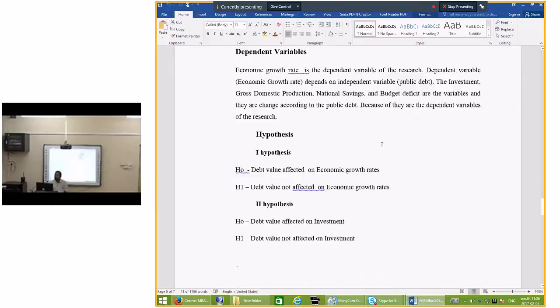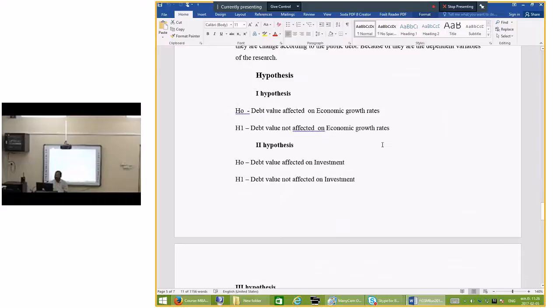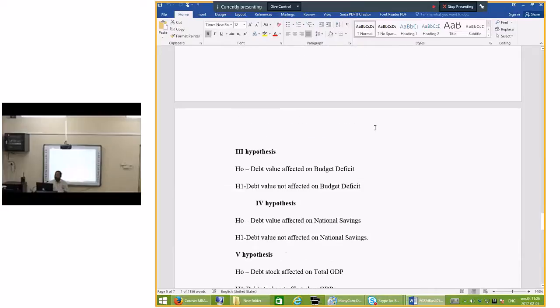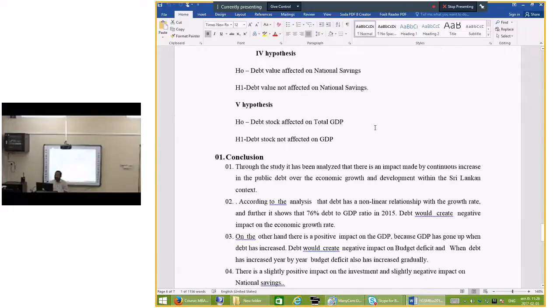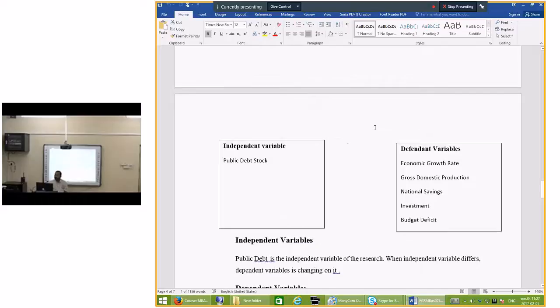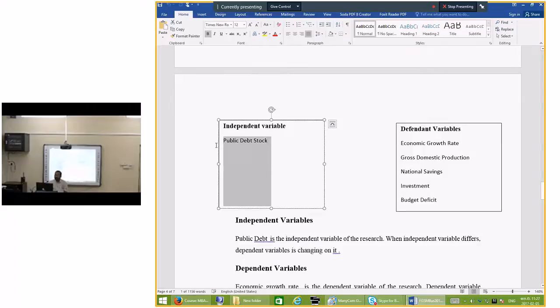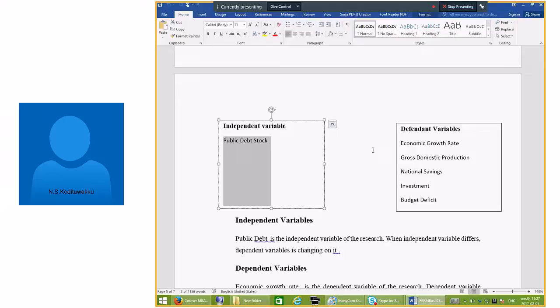Okay, now your hypotheses are, hypothesis is singular, hypotheses is plural. Debt value affected the economic growth rate, debt value did not affect the economic growth rate. Okay, now how do you measure public debt stock? Which one, how many years do you take? So, since 1959. Oh, 1959.